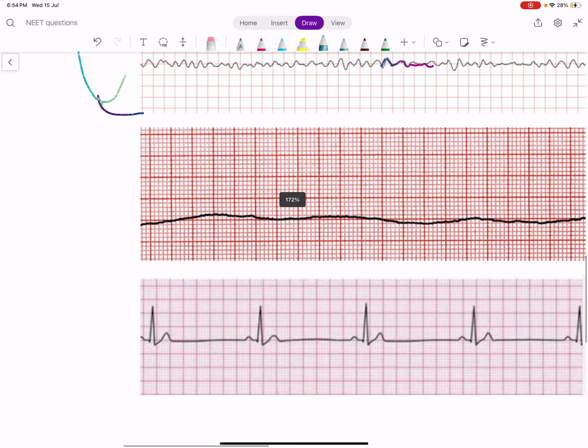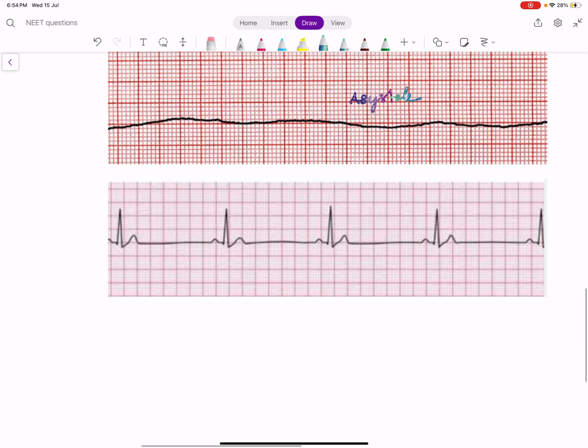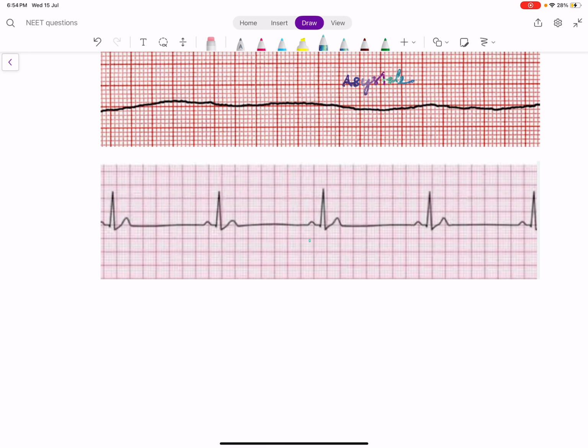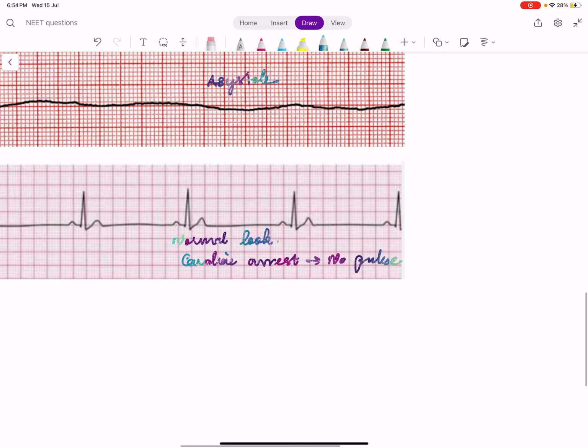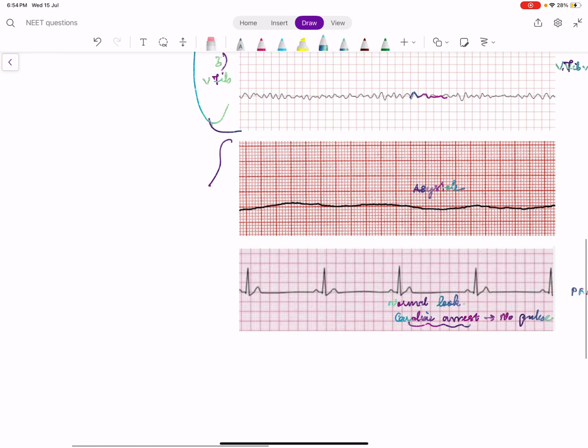Whereas, see these two ECGs. There is no wave, so this is called asystole. What about this ECG? This may look normal. The ECG looks normal, but I told you this is an ECG taken in the setting of a cardiac arrest. So the patient does not have a pulse. If you are seeing the ECG monitor and the patient is having a normal ECG, then also it's a cardiac arrest rhythm. It is called pulseless electrical activity.